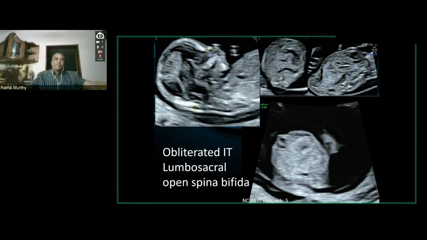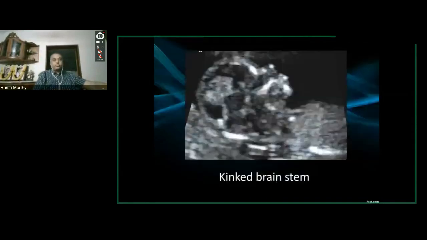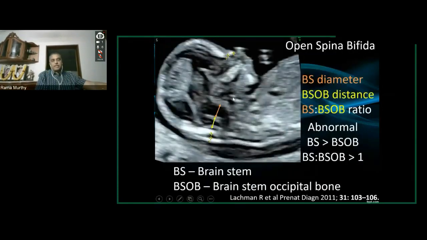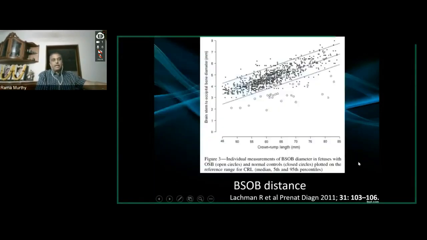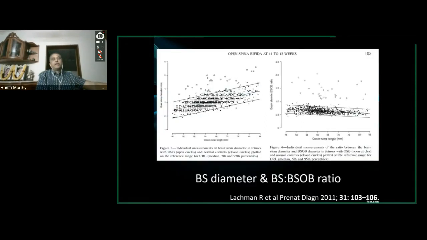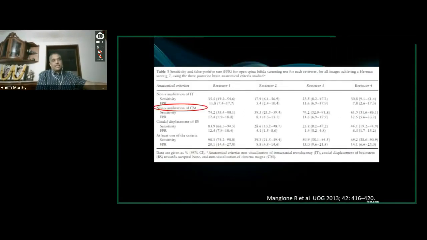So the same thing happens in a smaller lesion down the spine, right? So that's the kinked brainstem in another case. There you are. That's the kinked brainstem happening in another case. Here is, of course, the same case in which I've shown you the measurements and telling you that the BSOB distance is greater than the brainstem diameter, right? So you have tables for BSOB distance, the BS diameter, and the BS to BSOB ratio as well, and you have the sensitivities, specificities for each of them worked out, right?